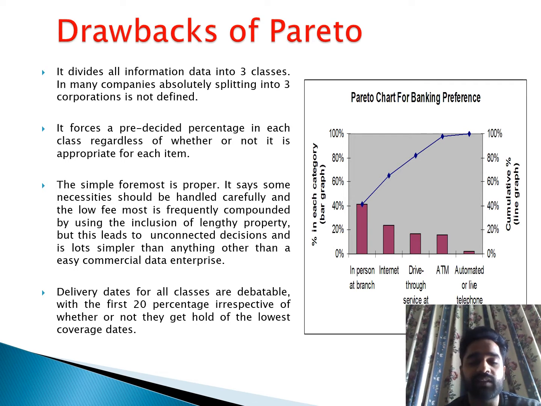In A class, the top 80% of parts by value, normally about 20% of parts. In B class, the next 15% of parts by value, normally the next 30% of parts. In C class, the last 5% of parts by value, which is the remaining 50% of parts.